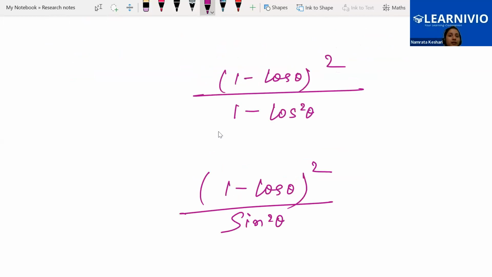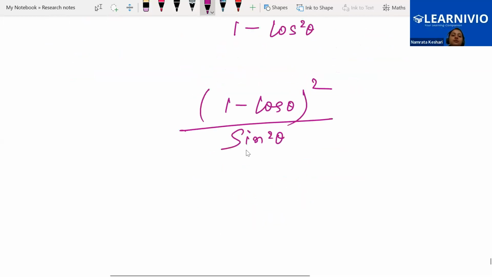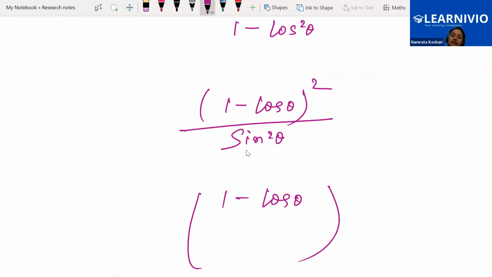Now we will not expand it. If we expand, then again we will get distracted and we won't be able to prove it. So what we will do, we will say that 1 minus cos theta and sine theta both have power 2.